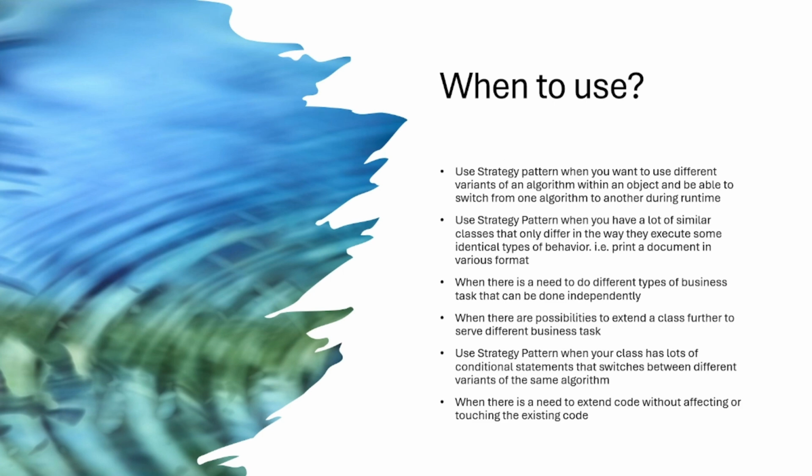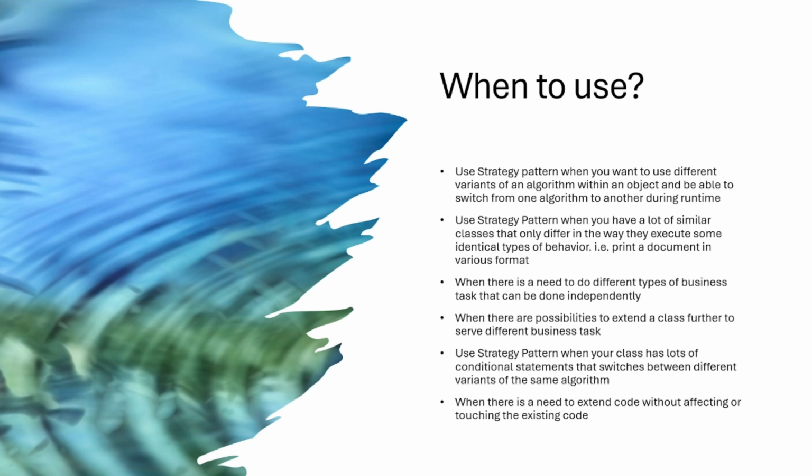When to use the strategy pattern? When you want to use different variants of an algorithm within an object and be able to switch from one algorithm to another during runtime. Use the strategy pattern when you have a lot of similar classes that only differ in the way they execute some identical types of behavior. For example, a client can have a print functionality. A client can print a document in various formats. In that case, we can use the strategy pattern.